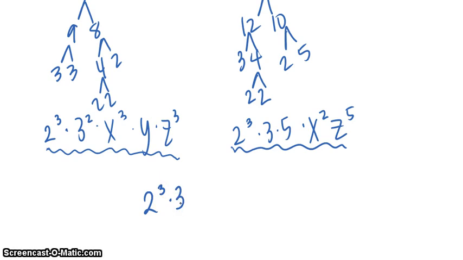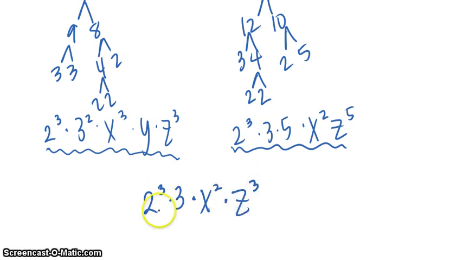Now x, on the left side they have x cubed. On the right side they have x squared. Now they both have to have the same amount, so we only can use x squared because both of them do not have x cubed. So the most we can use is x squared with both of them. There's a y on the left, but there's none on the right, so they don't have that in common. On the left we have z cubed. And on the right we have z to the 5th. So the most they have in common is z cubed.